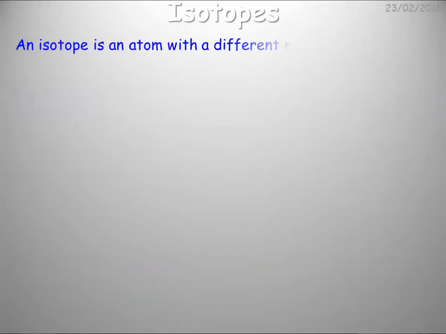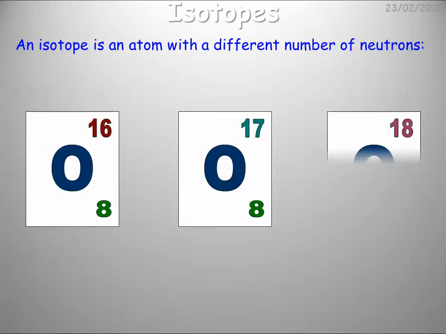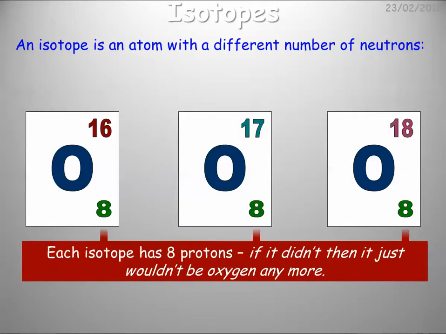Isotopes, just another quick little topic. An isotope is an atom with a different number of neutrons but the same number of protons. So here's 3 isotopes of oxygen. They've all got 8 protons because there wouldn't be oxygen otherwise, but they've got different numbers of neutrons. So if we look at oxygen-16, it's got 8 protons and 8 neutrons, giving it a relative atomic mass of 16. If you look at 17, it's got 8 protons and 9 neutrons, giving it a relative atomic mass of 17.